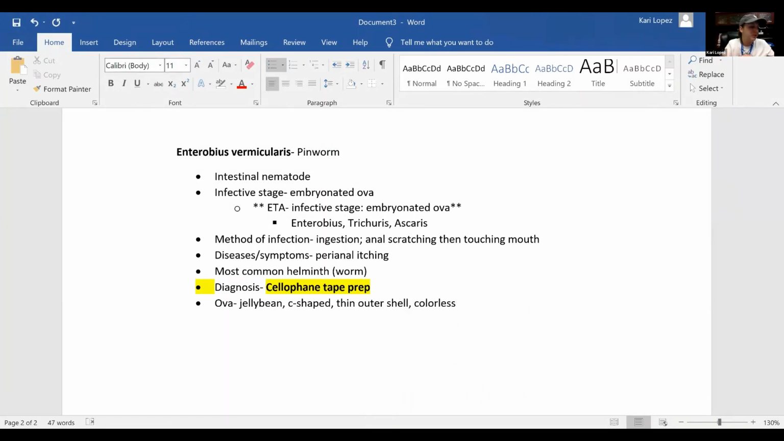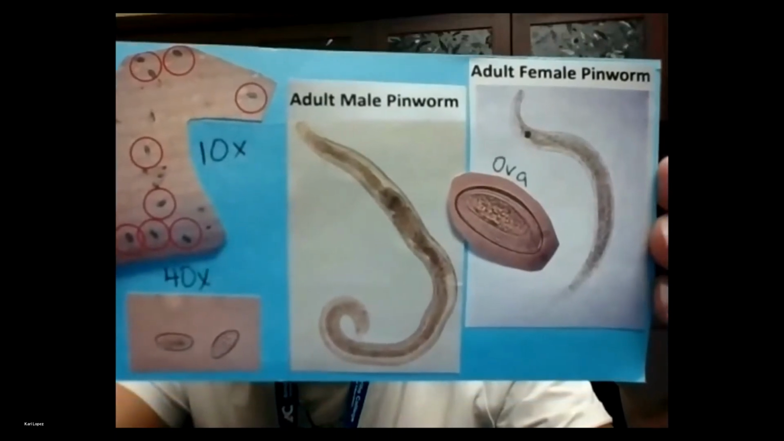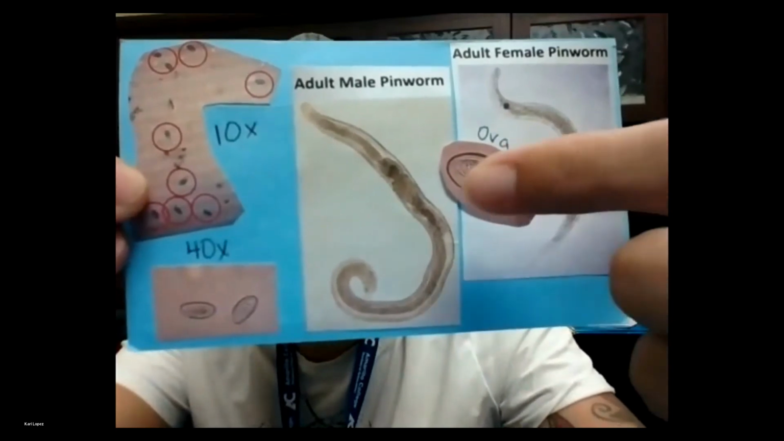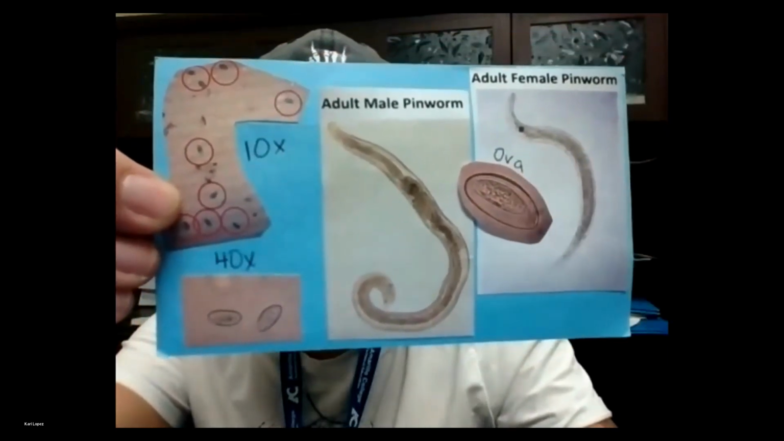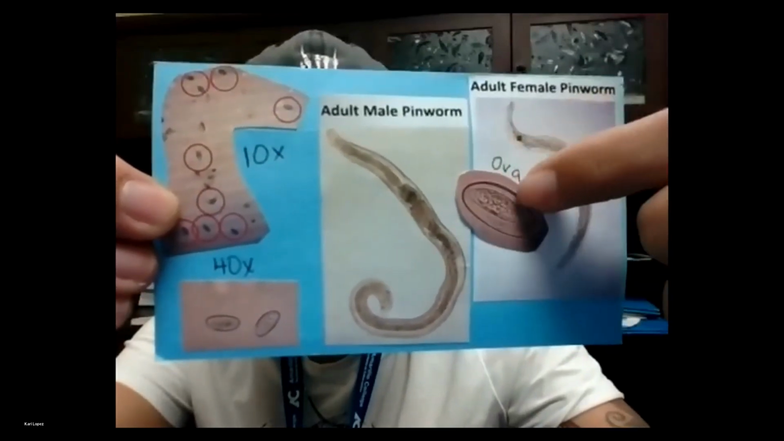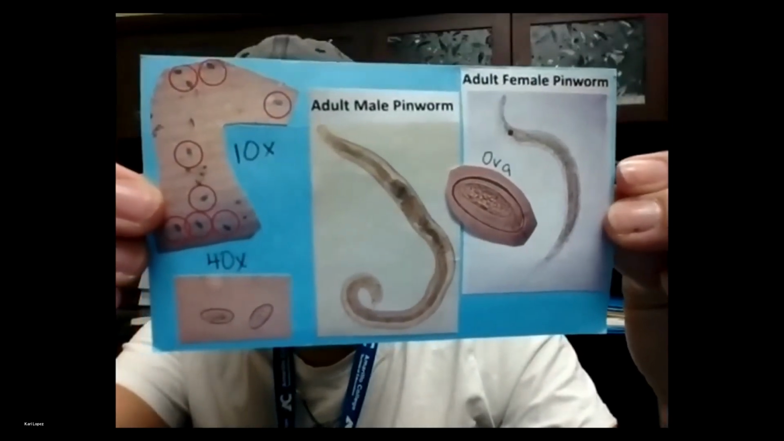And I will show y'all a picture. There we go. So see, it's got the little jelly bean shape here, and then it's more colorless compared to some of the other ones you'll see, and it has a real thin outer membrane. So this shell here is real thin, those darker lines. And that's going to be your pinworm.